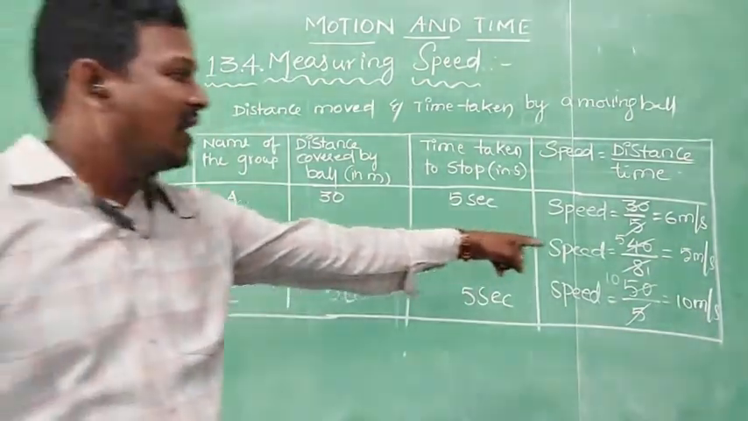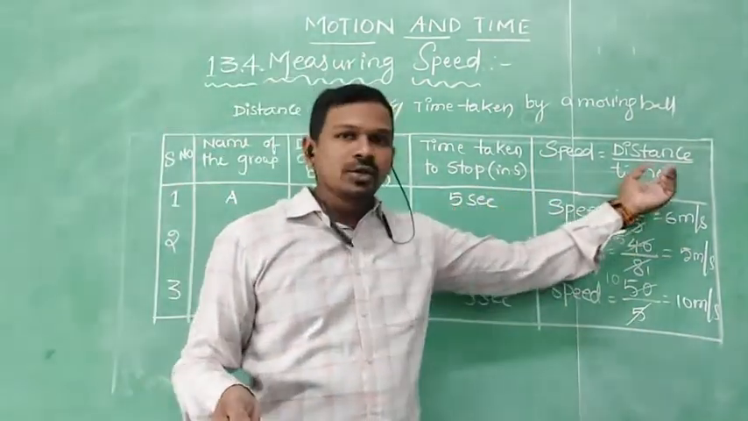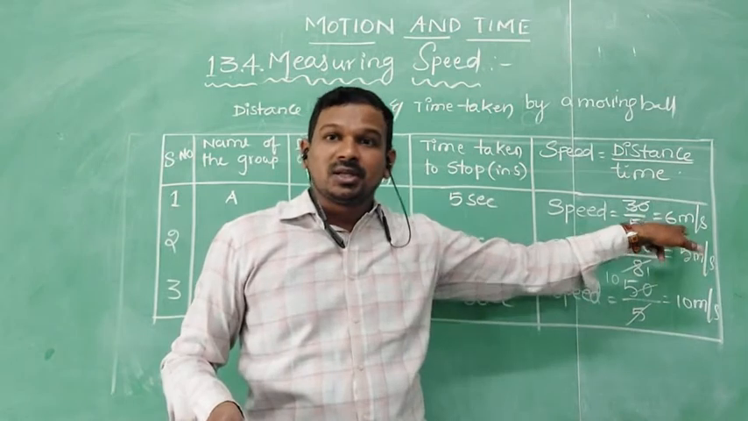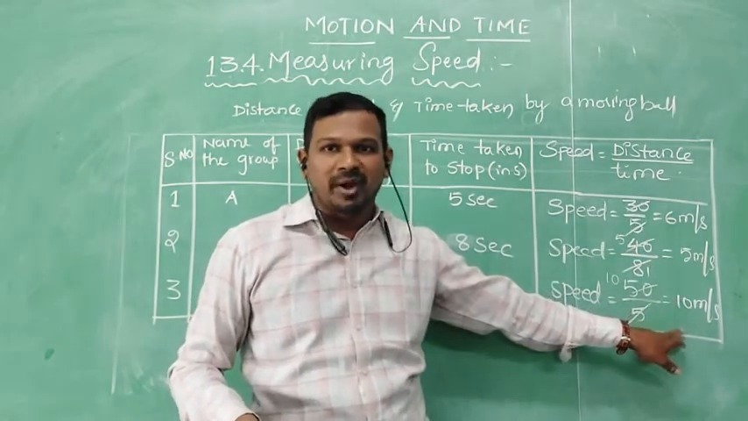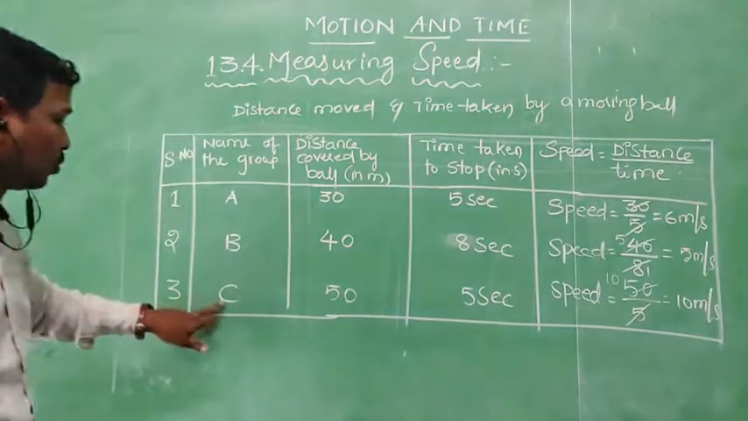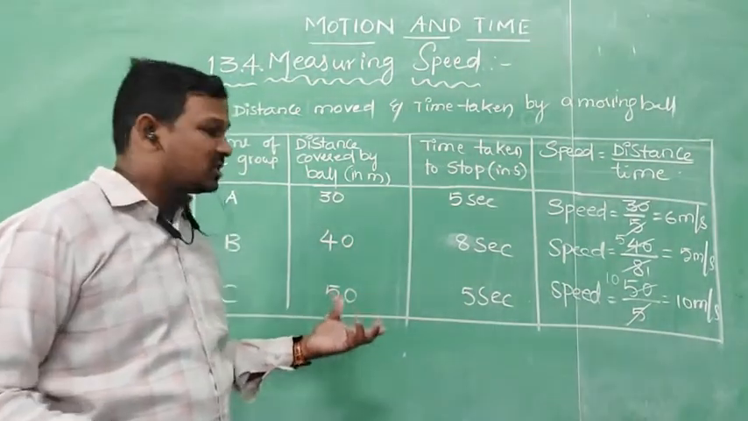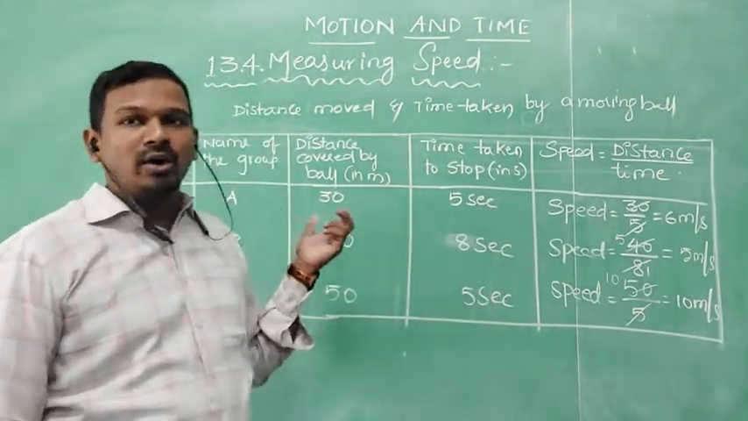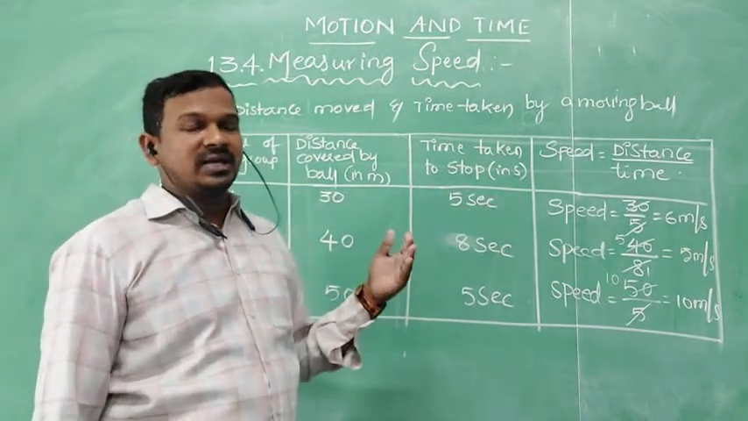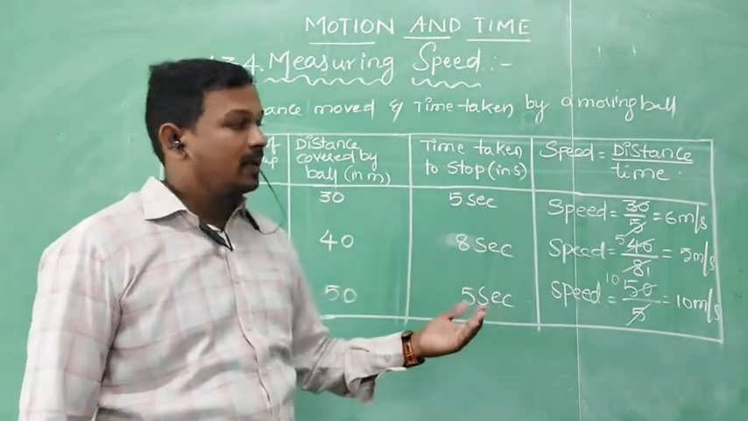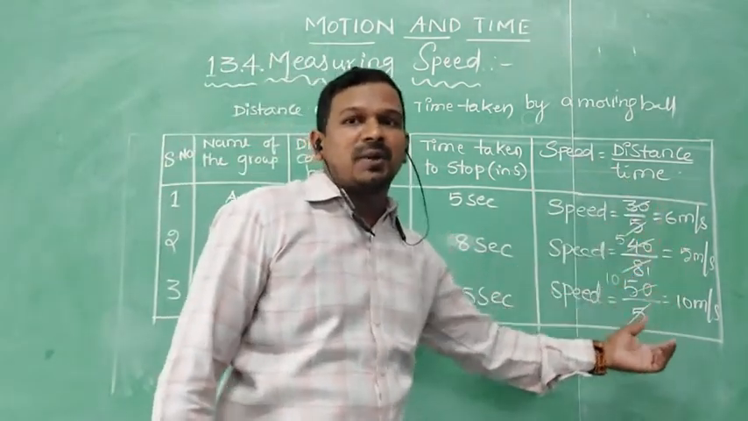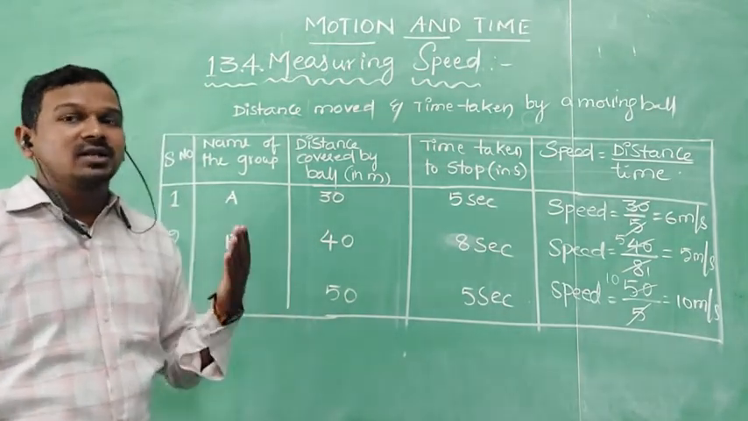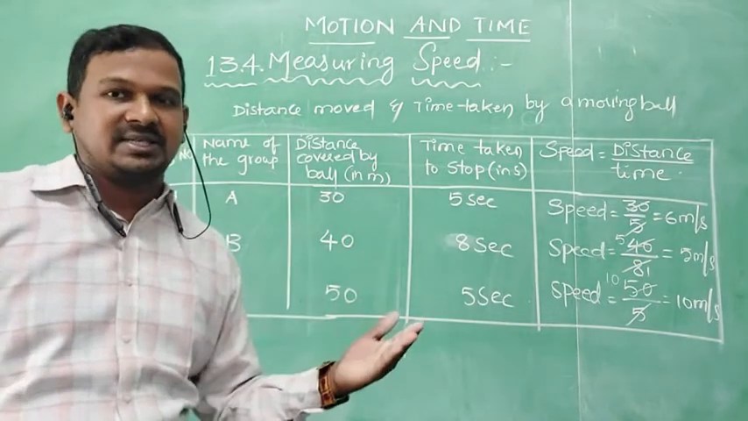So by observing the values, we can say which ball is going very fast. The number is more, right? That we say as having more speed. Here in Group C, the ball traveled 50 meters in a span of 5 seconds. So we can say that the Group C ball reached the destination in less time, meaning with a higher speed. So like this, we can calculate the speed of any object based upon the distance covered by that body as well as the time taken to complete that distance.